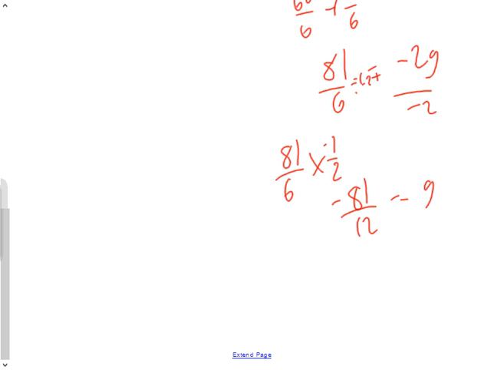Negative 6, which is 72, and 9/12 equals g. Or negative 6 3/4 equals g. Those are a lot of work. Holy snap and Archibalds.